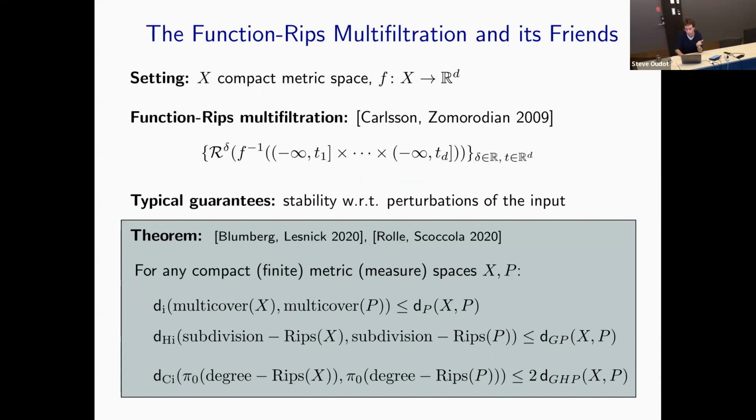And of course, if you want to study that object as a statistical estimator, you have to ask yourself what would be the target. And if you look at these stability theorems or stability results, a natural target for this estimator would be the corresponding function geometric multifiltration or function Rips multifiltration, let's say, built on the compact space itself.